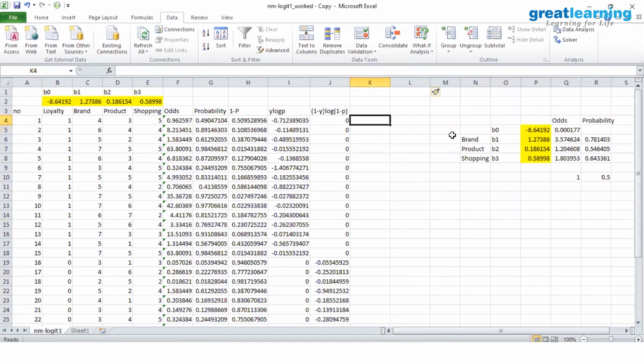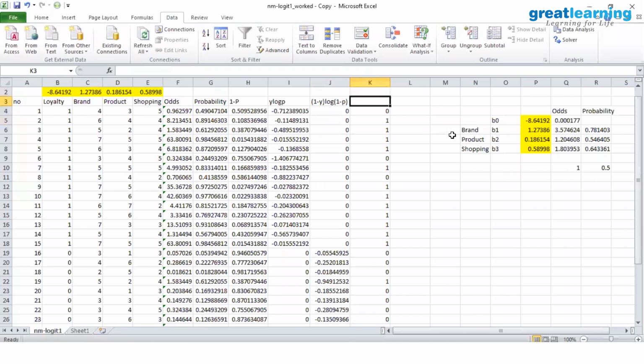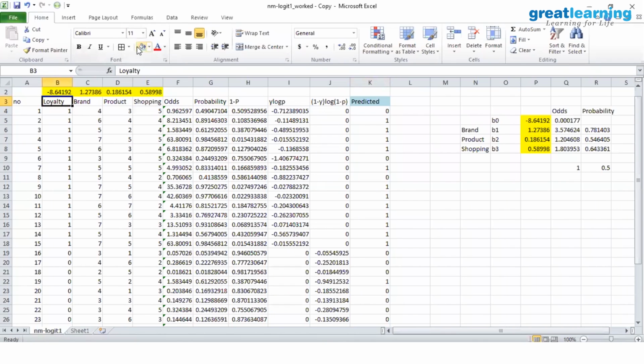So if the probability is less than 0.5, you mention it as 0, else 1. So this is the prediction matrix right now. I have a prediction probability. So this is the predicted, and this is the actual.